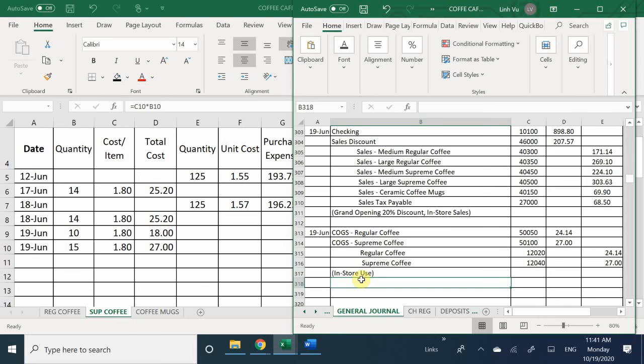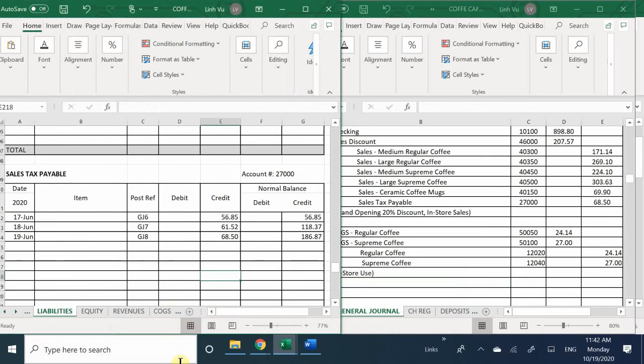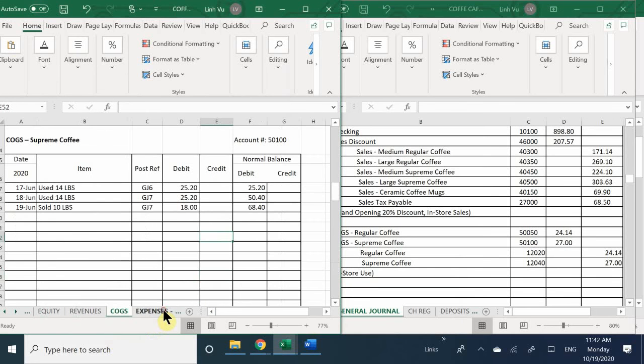I've already updated my inventory worksheet, so that's good to go. So what's the last thing I need to do? Post it to the ledger. Okay. So here I am in my ledger. I got to go to cost of goods sold.